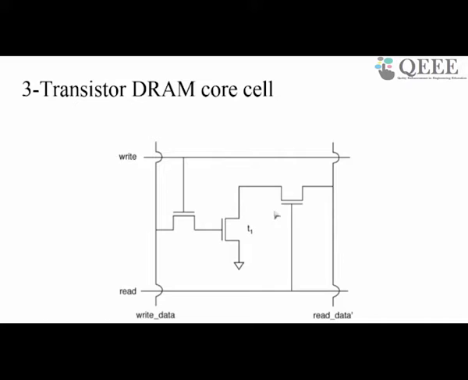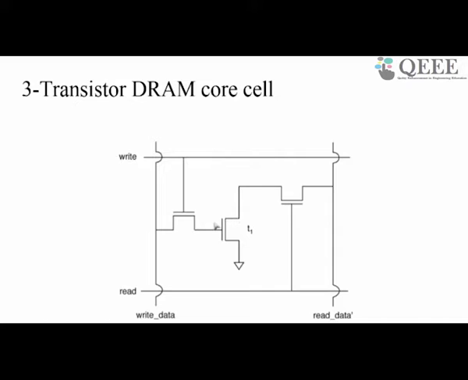So this is a 3 transistor DRAM core cell. The transistor T1 is basically used to store the bit. It stores the bit in the form of a charge in a capacitor. There are 2 other transistors, one connected to the write line and another connected to the read data line. So let's see what happens.